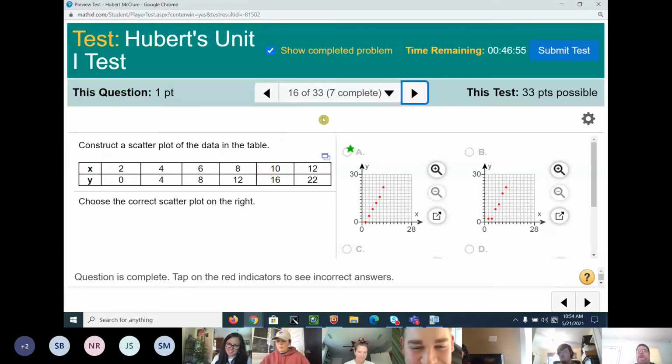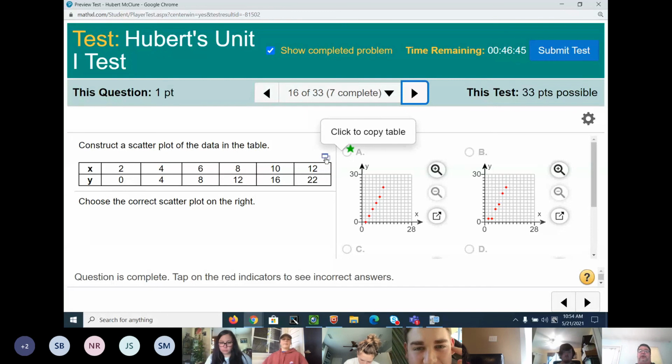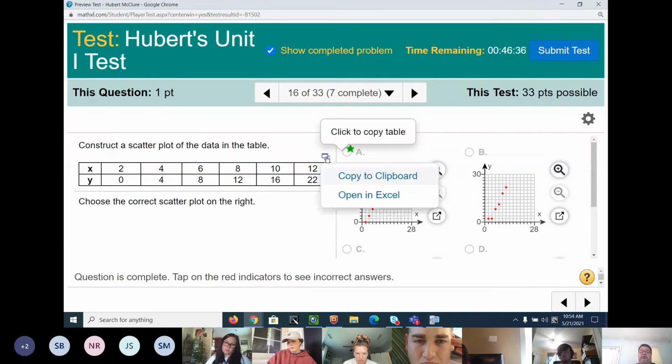This is an Excel spreadsheet or a computer calculator. So I'm going to do it on the Excel spreadsheet. Why? Because you see this little icon right here? It will automatically put it in an Excel spreadsheet so you don't have to type them in, which saves you a lot of time on the test. Click it, open in Excel.